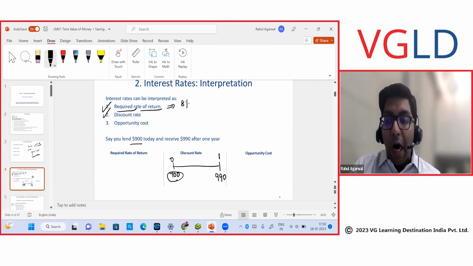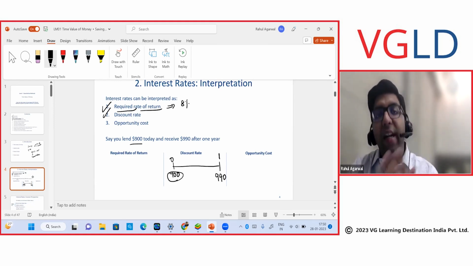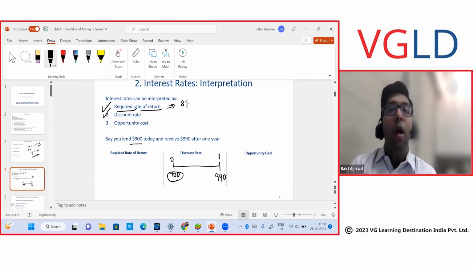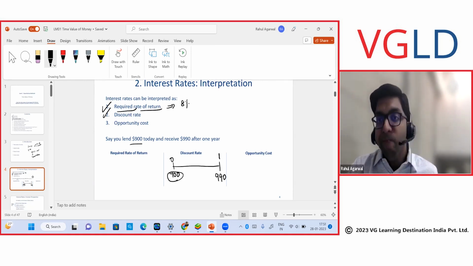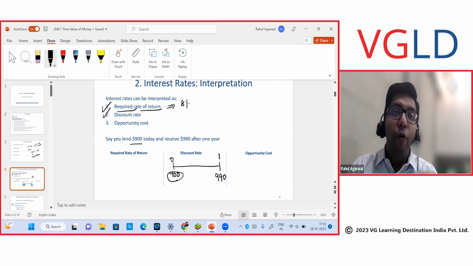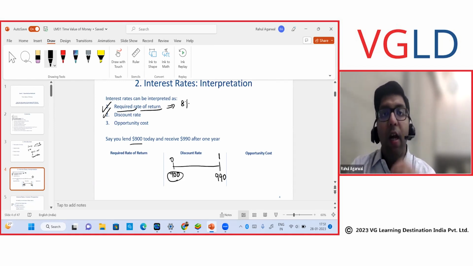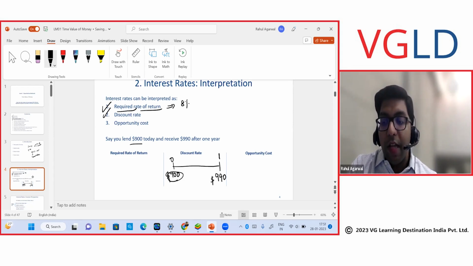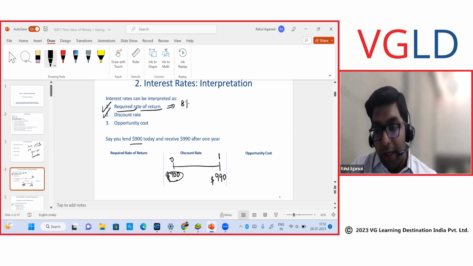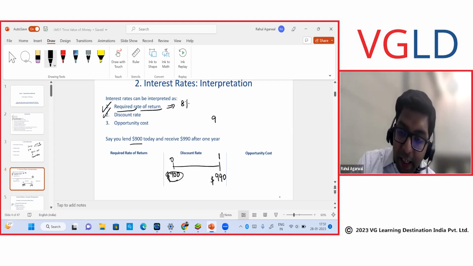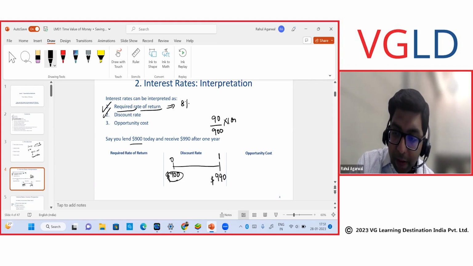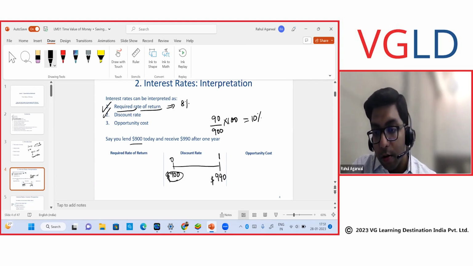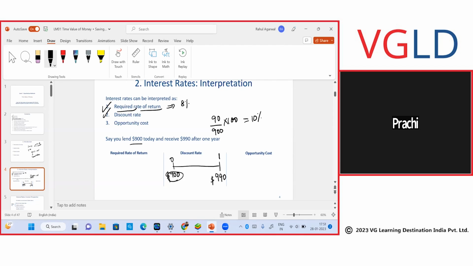That means Prachi is saying, if you want $990 at the end of 31st December, or at the end of the year, today you need to invest $900. If Prachi has to pay me $990 at the end of the year, today I need to invest with her $900. So what is the interest rate or the discount rate in this case? 90 by 900 into 100, 10%, right? Everybody, yes or no? Please participate. Yes or no, everyone? Yes, sir.